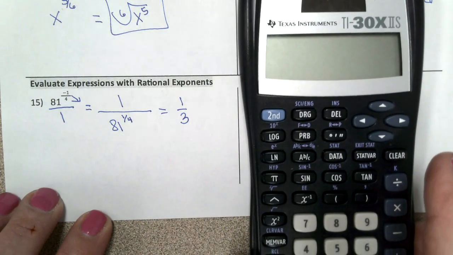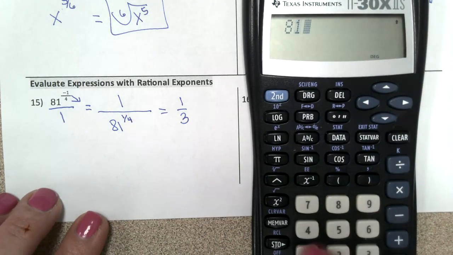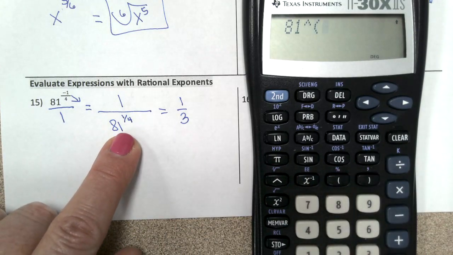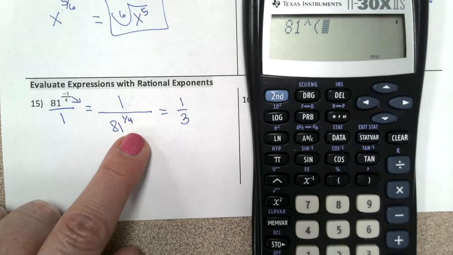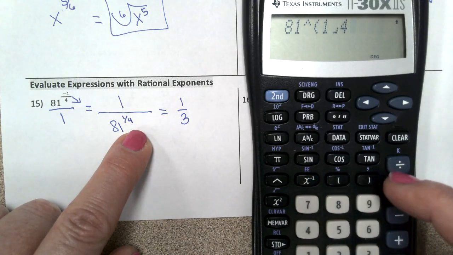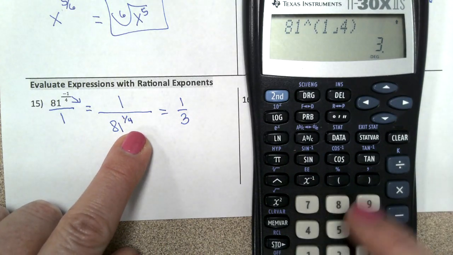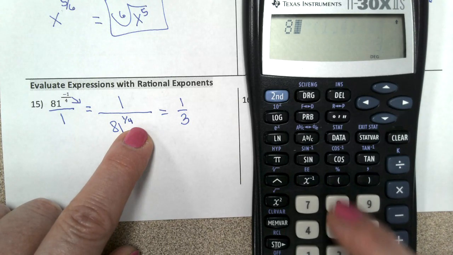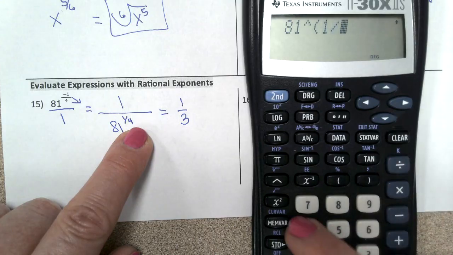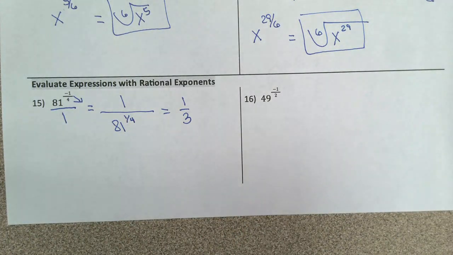If you have this calculator, you need to be a little bit more careful. Clear. I have 81 to the exponent. If you're going to do a fraction, you have got to use parentheses. Or you could use division there. You could say 81 to the exponent, parenthesis, 1 divided by 4. And you still get 3. So that is 1/3.